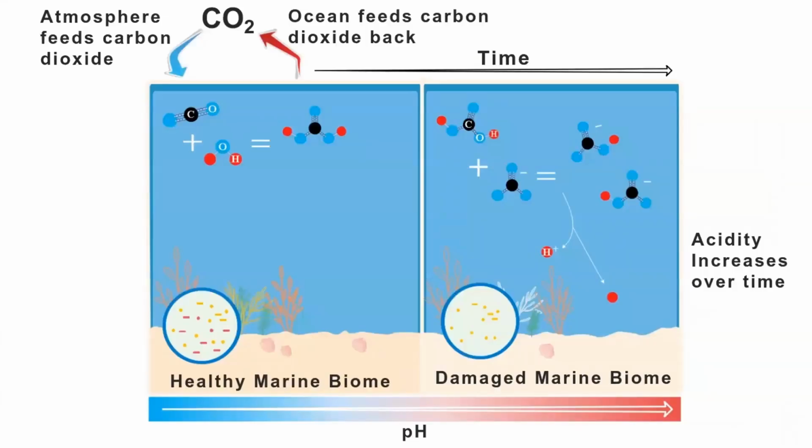The diagram explores further into acidification of marine environments. The CO2 is able to filter in and out of the ocean into the atmosphere, creating a harmony within the healthy marine biome along the coastline.